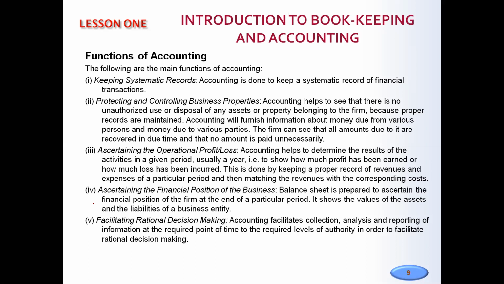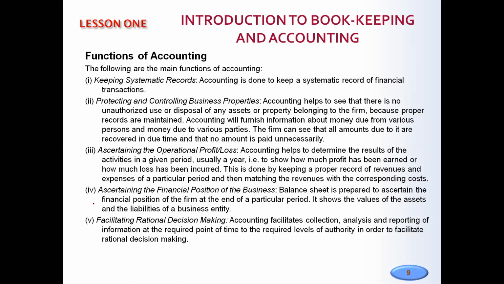Number three, ascertaining the operational profit or loss. One of the major reasons for preparation of accounting information is to ascertain whether the business is making profit or not. This is done by keeping a proper record of revenues and expenses of a particular period, and then matching the revenue with the corresponding cost. By the time you put all of this information together, if the revenue is more than expenses, that is profit, and if the expenses is more than the revenue, that is loss. Without accounting record or without bookkeeping, you cannot really ascertain this operational profit or loss.